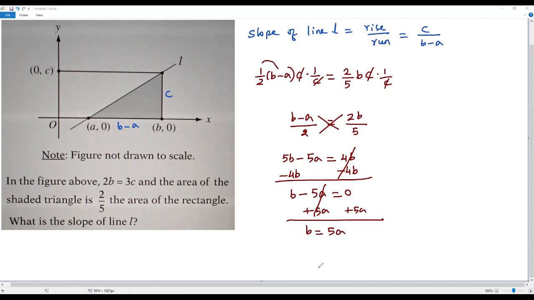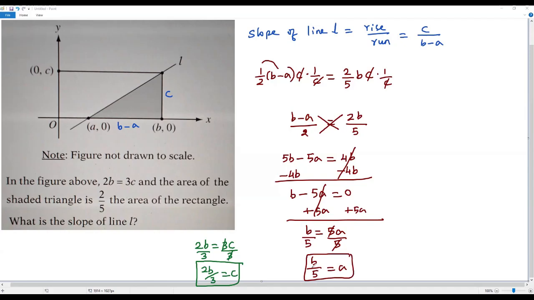And also, there is information in the question that 2B equals 3C. Let's solve for C in terms of B. I have to divide both sides by 3, so this 3 will cancel. Then I'm getting 2B over 3 equals C. I have solved for C in terms of B. And I just forgot to do one more thing in the previous equation: I can solve for A in terms of B. For that, I have to divide both sides of this equation by 5, so this 5 will cancel. I'm getting B over 5 equals A. So I have solved for A in terms of B, and for C in terms of B.